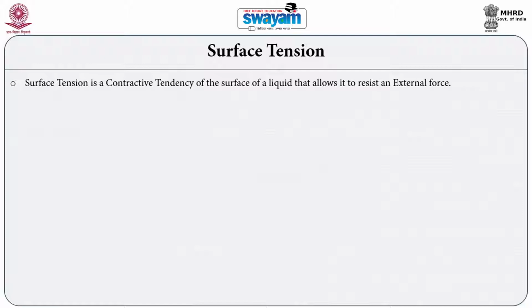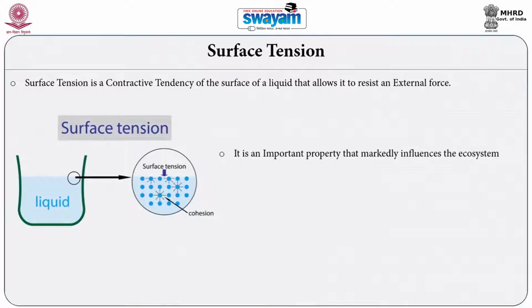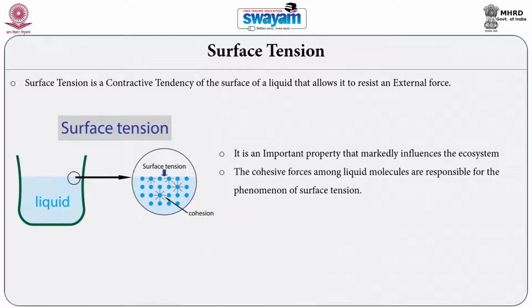Surface tension is a contractive tendency of the surface of a liquid that allows it to resist an external force. So the surface tension is an important property that markedly influences the ecosystem. The cohesive forces among the liquid molecules are responsible for the phenomena of surface tension.